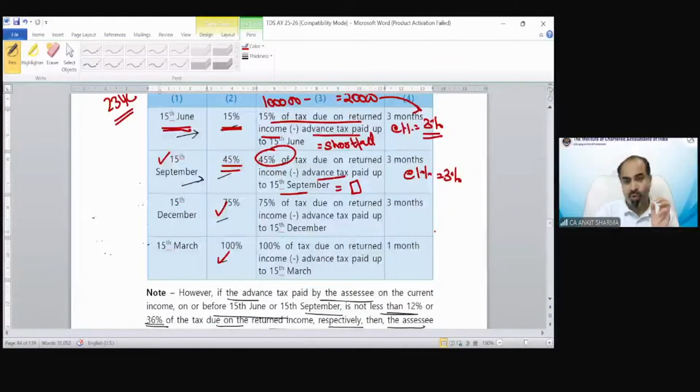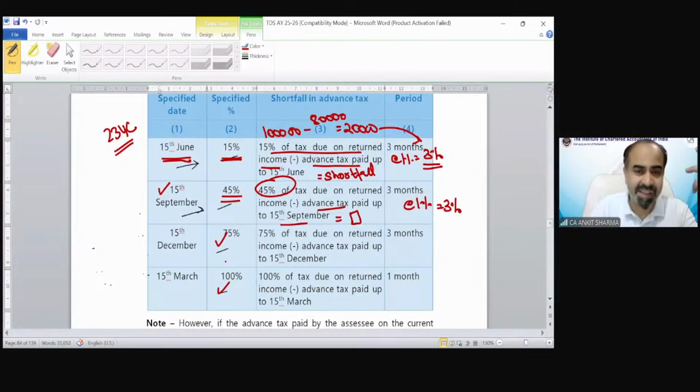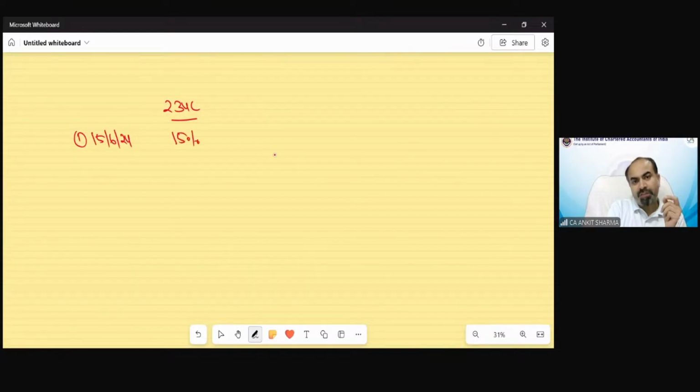But now there's a very interesting note and you would be really confused after reading this note. A very weird thing is there. Logically, if I am going to ask you a question that for the purpose of section 234C, the first date is 15th of June and the specific percentage we need to deposit is 15%, so when is interest going to be chargeable? If we deposit less than 15%. Clearly, when is interest applicable under section 234C? If deposit is less than 15%, only in that situation would there be 234C applicability. Clear? Very, very simple provision.